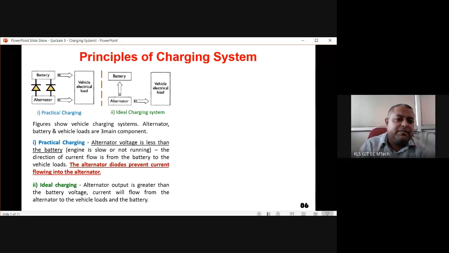So this is the first type where both the alternator and the battery are charging the vehicle electrical load. This is a practical charging case. What is the ideal charging case? The ideal charging case is a car is running, the alternator is generating electricity, the alternator is giving supply to the vehicle, and the alternator is giving supply to the battery. Okay, so this is the ideal scenario. So in ideal charging, the alternator output is greater than the battery voltage, and current will flow from the alternator to the vehicle loads as well as the battery. So this is the ideal case, but it does not happen always.